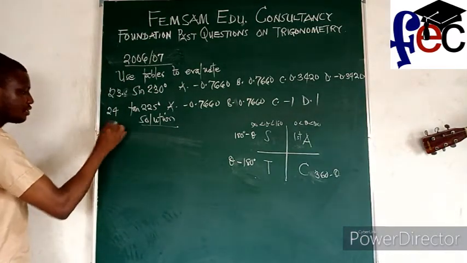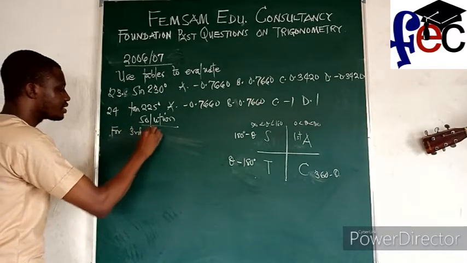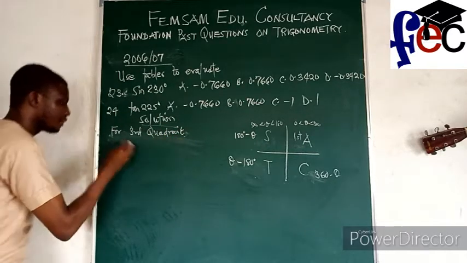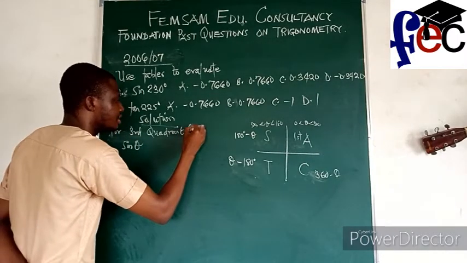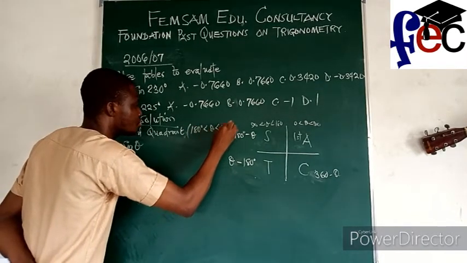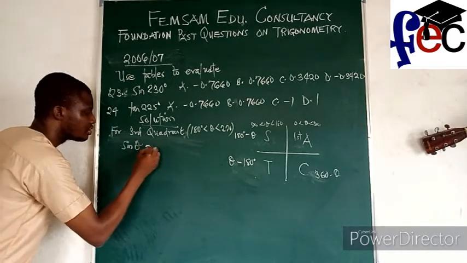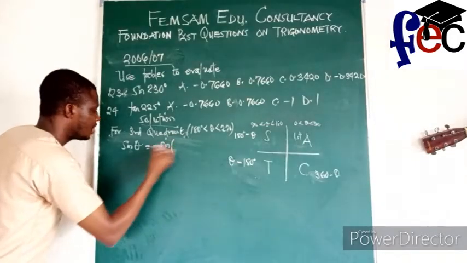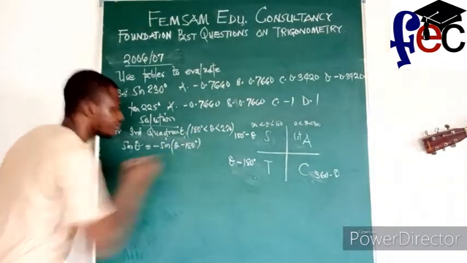Permit me to write for the third quadrant, sine theta. Okay, when I say third quadrant, I mean 180 degrees less than theta, theta less than 270. Alright, sine theta in this case will be equal to what? It will be equivalent to minus sine. The acute equivalent will now be what? That's going to be theta minus 180 degrees.